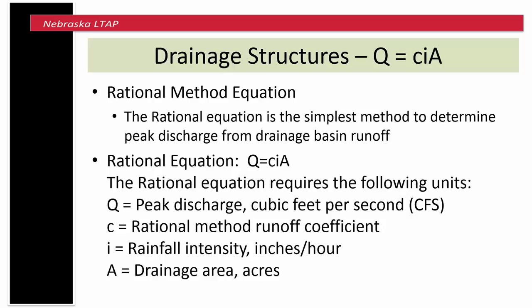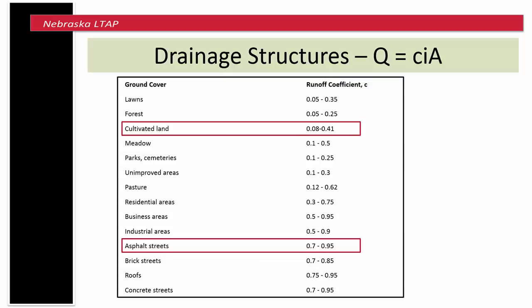C is the runoff coefficient, or the amount of rainfall that will run off a particular type of surface. I is the rainfall in inches per hour, and A is the drainage area in acres for the drainage structure. This chart gives you values for the runoff coefficient C. The runoff is different for different types of ground cover. As shown here, the amount of runoff for cultivated land is less than that of an asphalt street.